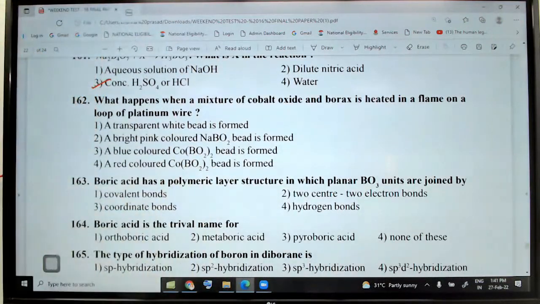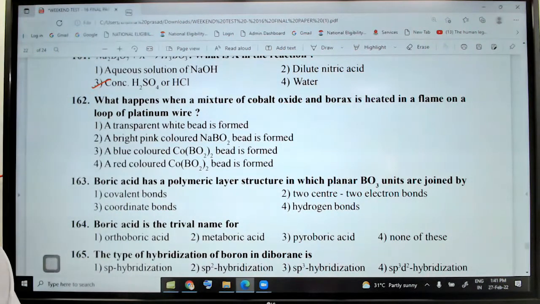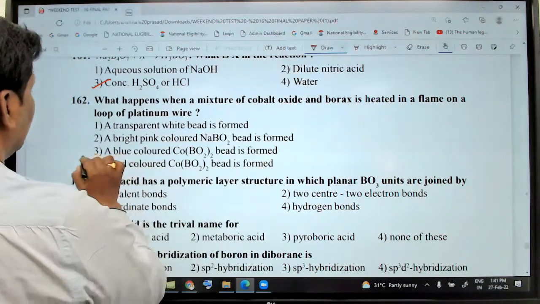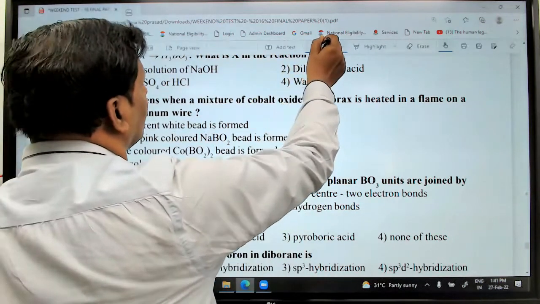Now, the borax bead test. What happens when a mixture of cobalt oxide and borax is heated in a flame on a loop of platinum wire? What happens in the borax bead test? Only one is given in the NCERT textbook, a blue color bead. Only one is given in the NCERT textbook, that is the only thing I asked.